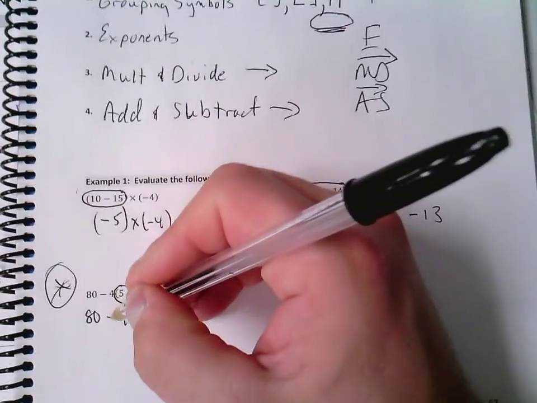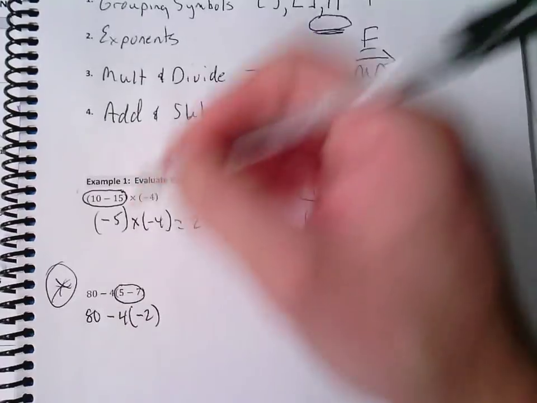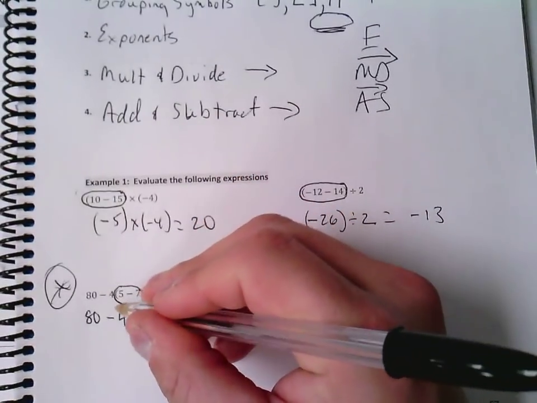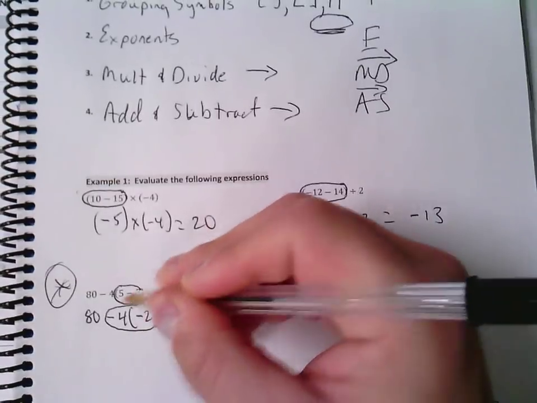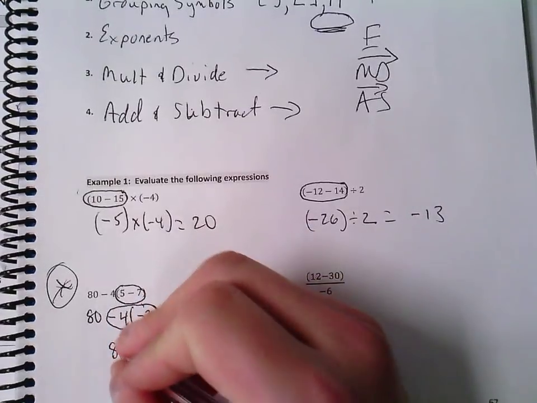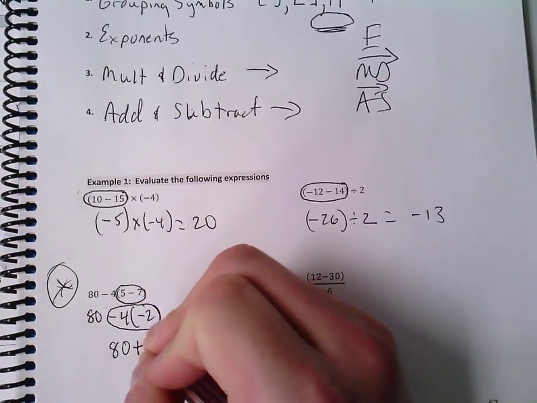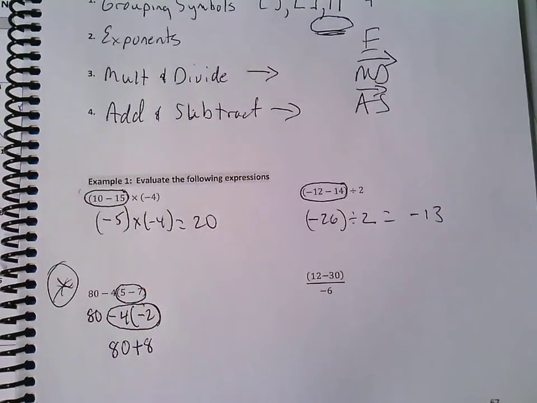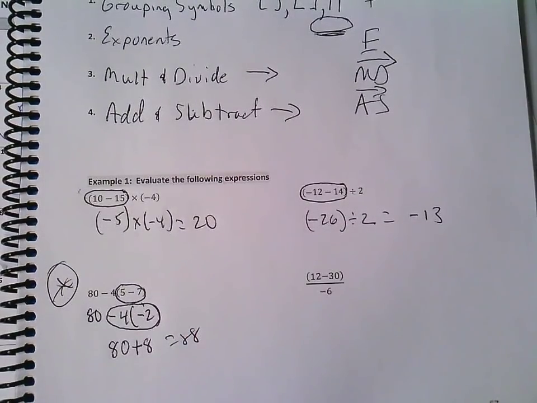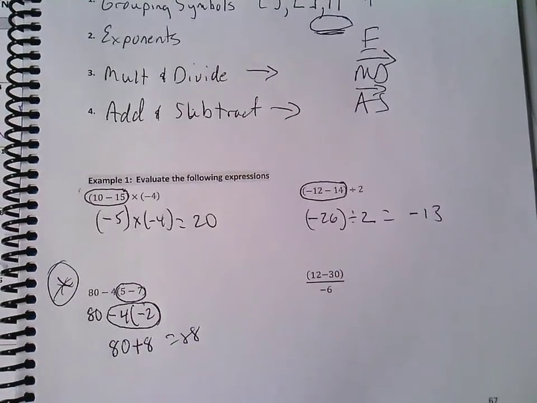All right, next. Technically it's a negative, but it falls under the subtraction category. This is multiplication. Now, when we multiply this, that negative sign goes with the 4. So this is 80 plus 8, because you have negative 4 times negative 2. So here we get 88. And then finally, last one. Here's that fraction bar I was talking about.